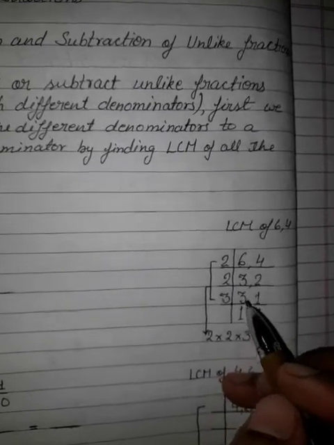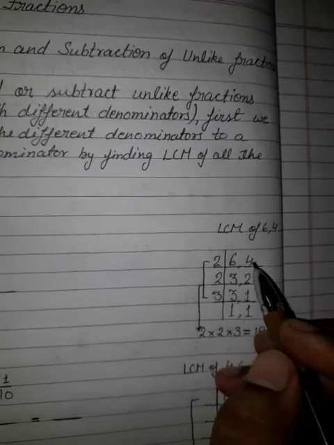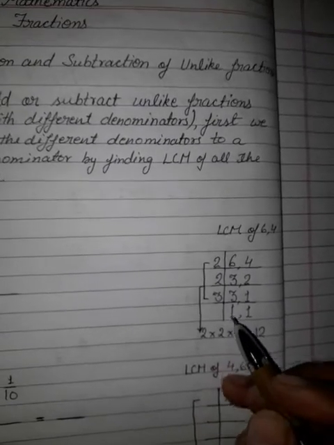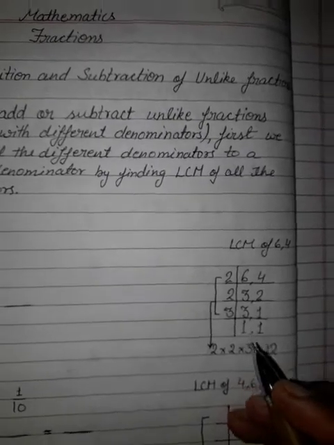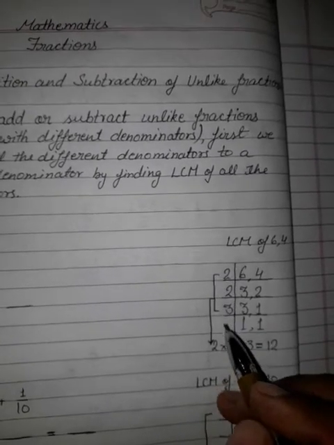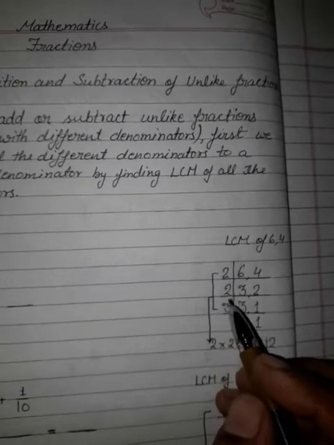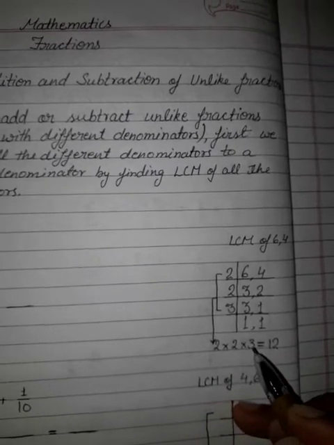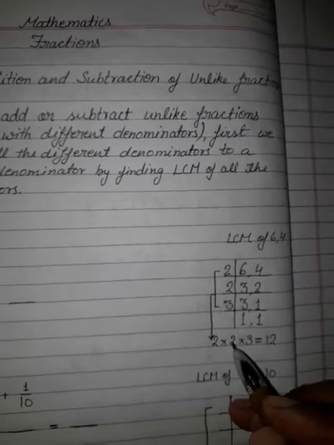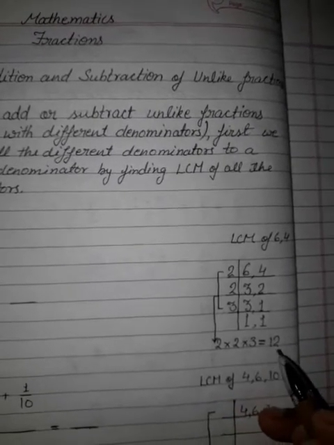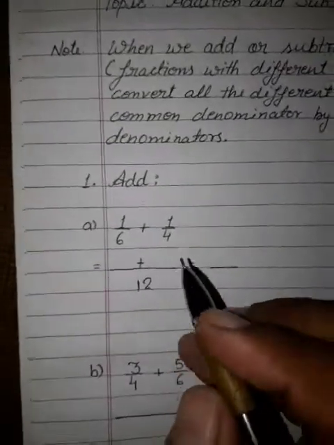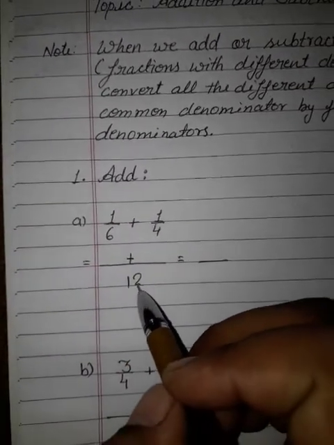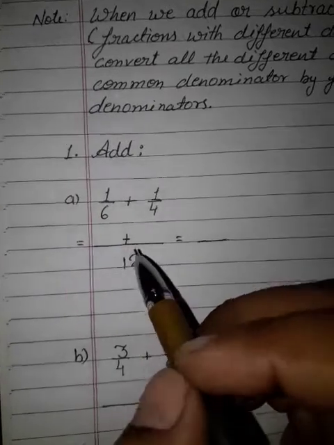We will divide the numbers given over here with prime numbers until we get 1 for all the numbers. Then we will multiply all the prime numbers we get, like 2, 2 and 3. So 2 2s are 4, 4 3s are 12. Hence we get that the LCM of 6 and 4 is 12. So 12 is the common denominator.